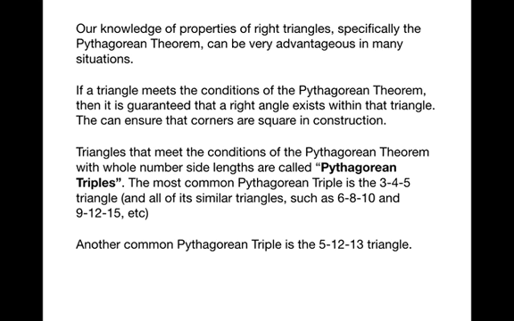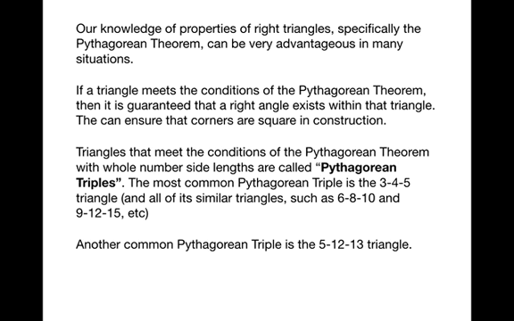All right, so again, what we've got is our knowledge of properties of right triangles, that knowledge of the Pythagorean Theorem and the relationships of those three sides. It can be quite advantageous in a lot of situations. So if a triangle meets the conditions of the Pythagorean Theorem, meaning that if you square the two leg sides and add them together, it equals the square of the hypotenuse, that means you have to have a right angle triangle. So if you know that the Pythagorean Theorem is met, and you get a right triangle, that means you've got a nice square corner. And square corners are obviously really important when it comes to construction.